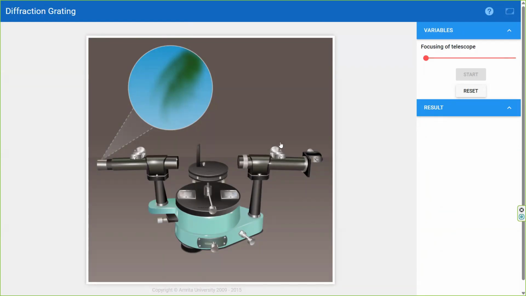This is the spectrometer shown here with collimator attached with a slit at one end, and this is the telescope, and eyepiece is attached at one end of the telescope. There is a table on which prism or grating can be mounted. Now I will focus this telescope for the distant object for parallel rays of light using rack and pinion adjustment provided here. And when you get the clear image of the distant object, this telescope is set for parallel rays of light.